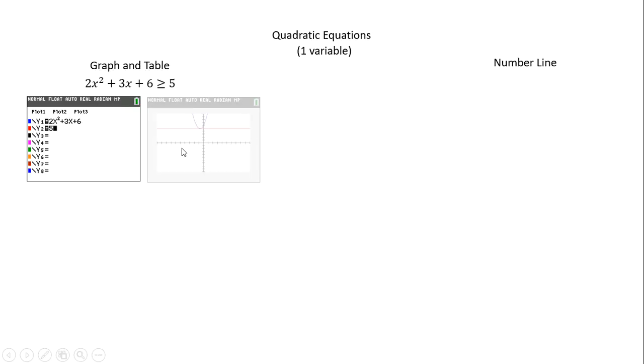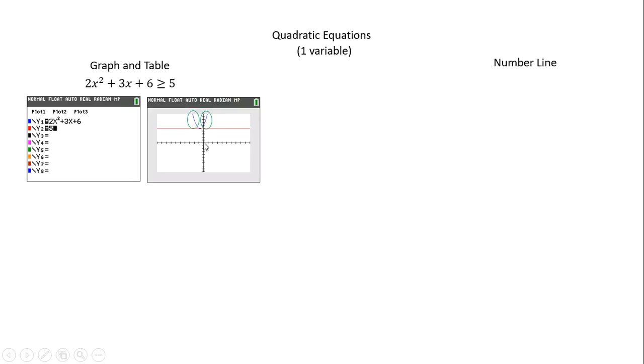Once you have that, you can graph it, make sure your window setting is right, and we have a quadratic and we have a line. We want to know when our quadratic equation is greater than or equal to that line, that 5. Well, it's in two places. It's over here and it's over here. And so when does that happen?